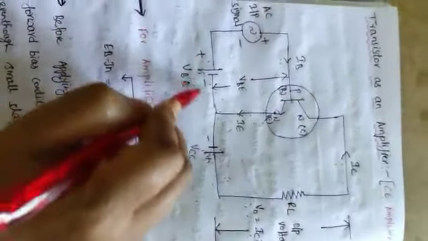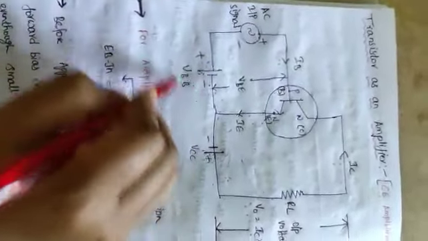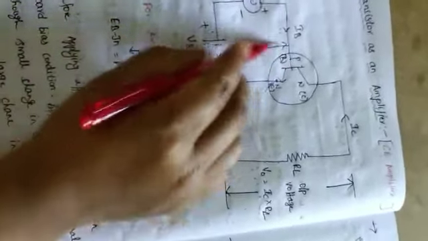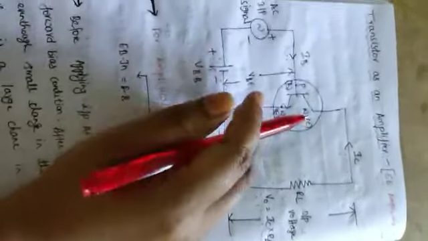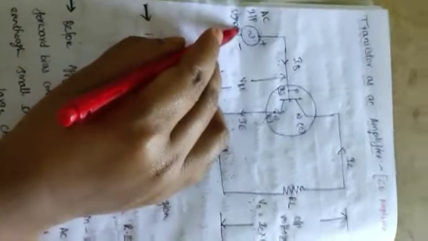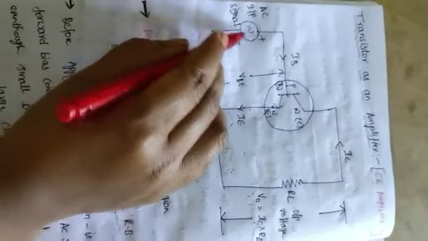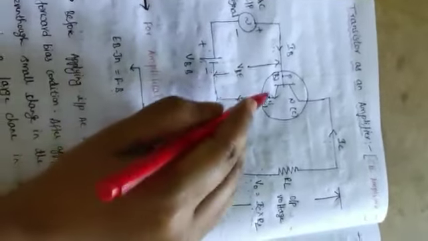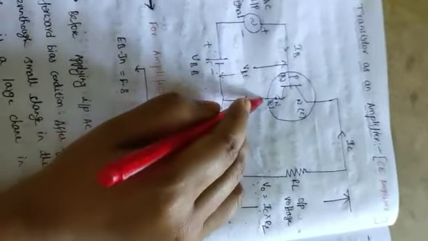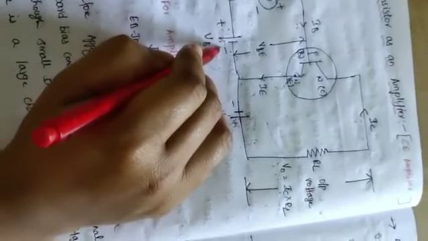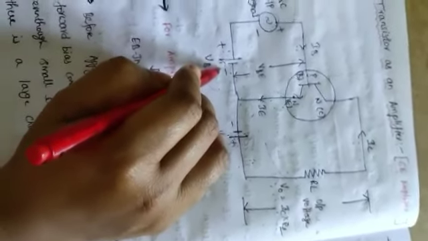That's why we have to connect this VBB battery. Because of this battery, the base-emitter junction is always in forward bias condition irrespective of the polarity of the input signal. Whether the input voltage is positive or negative, the base-emitter junction is always in forward bias condition because of this VBB battery.